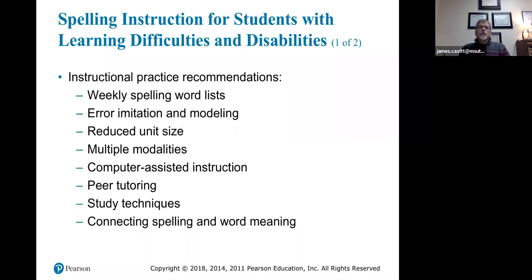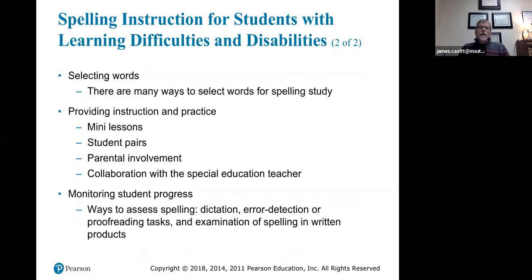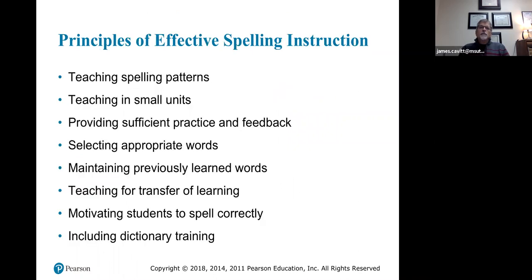Spelling instruction for students with learning disabilities. So you want to do these things. Using multiple modalities is very important for these students. There's some more information. Some principles for effective spelling instruction. Again, more information is in your book.